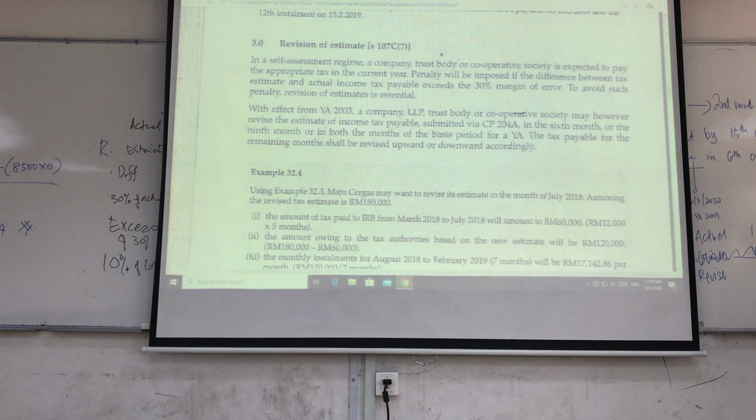Revision, we have gone through that you'll be penalized 30%. So that's why you revise. Whether you revise or not, if the excess is more than 30%, you will be penalized automatically. Yeah.